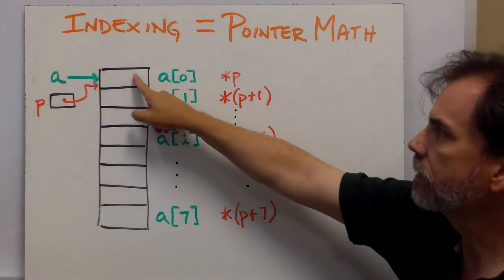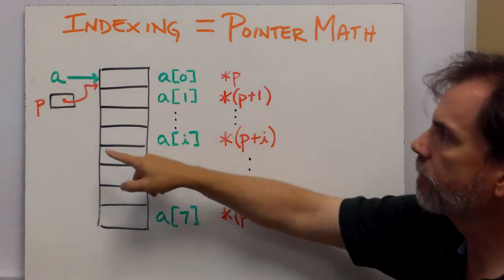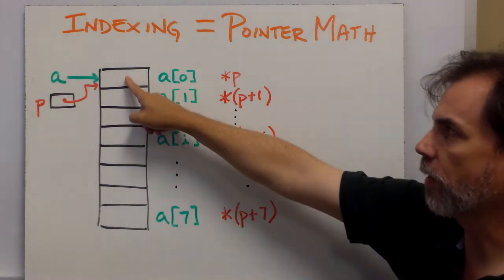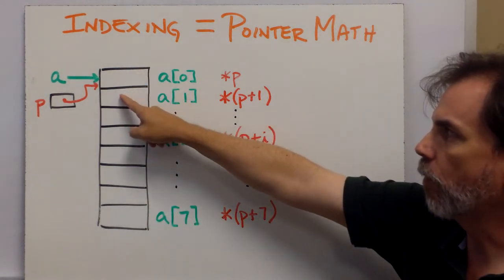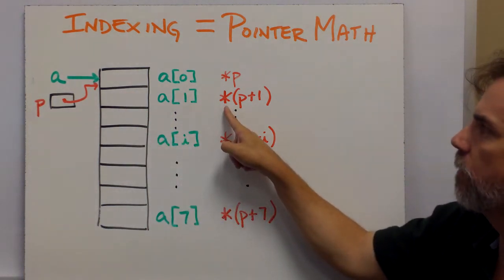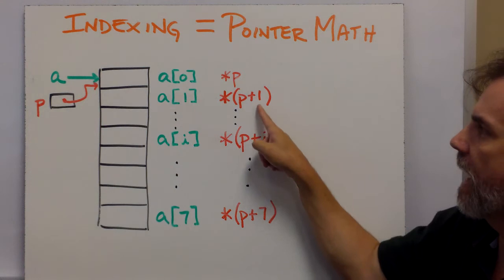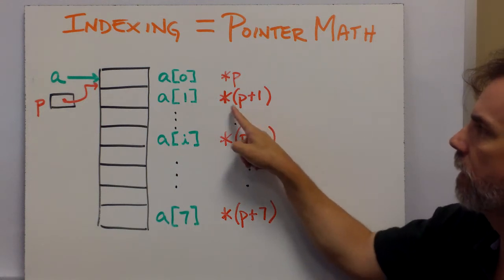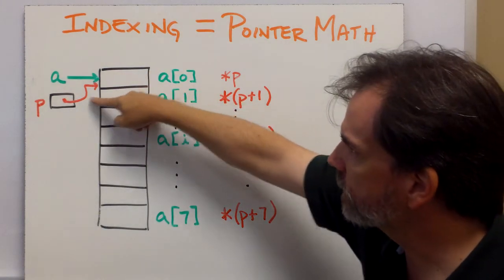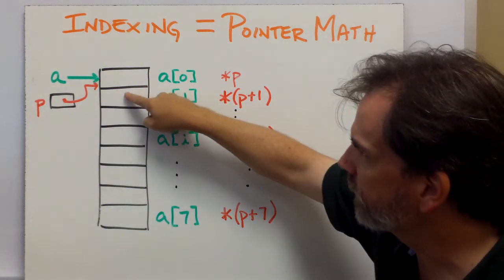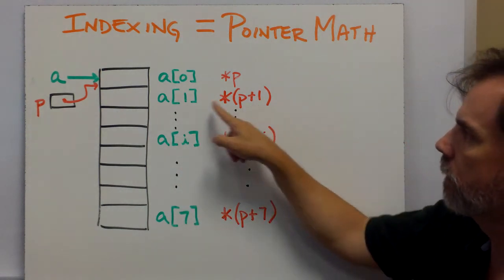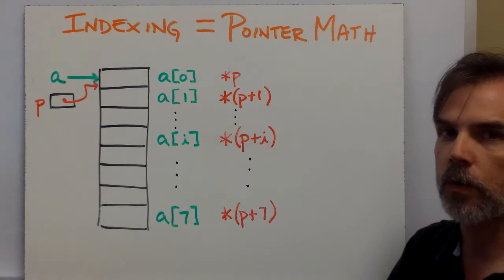A[1] is element 1 of the array. So if you're thinking about how the compiler would get that value, it would go to the beginning of the array, move up 1 spot, and read this value. Well, that's the same as if we add 1 to our pointer and then dereference it. So if we add 1 to P, we get this address here, and we dereference it, we get that value. So A[1] and *(P+1) are also equivalent.